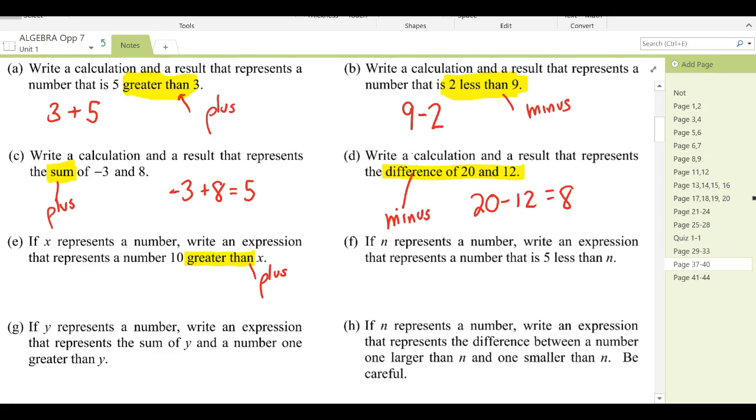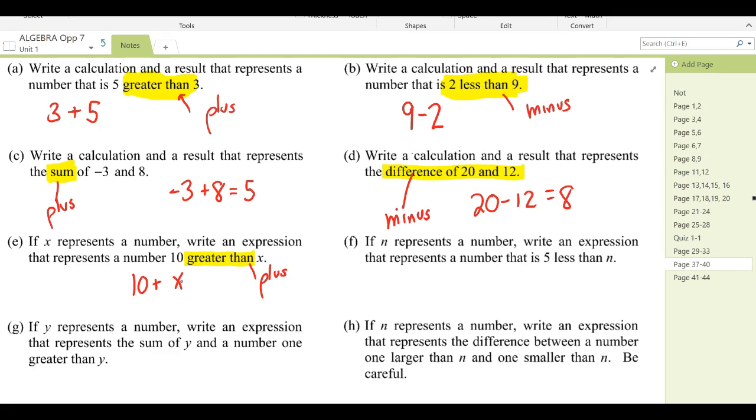Right? First we did 5 plus 3. Easy. Or 3 plus 5. Easy. But now I got 10 greater than x. It's 10x. No. Plus x. 10 plus x. It's 11. It's not 11. 10x makes sense, but you know what? It's not.